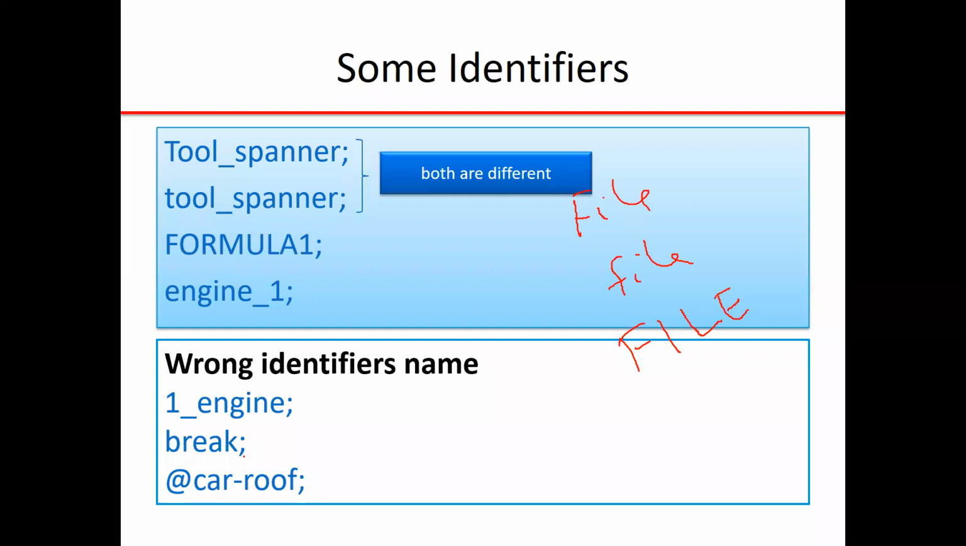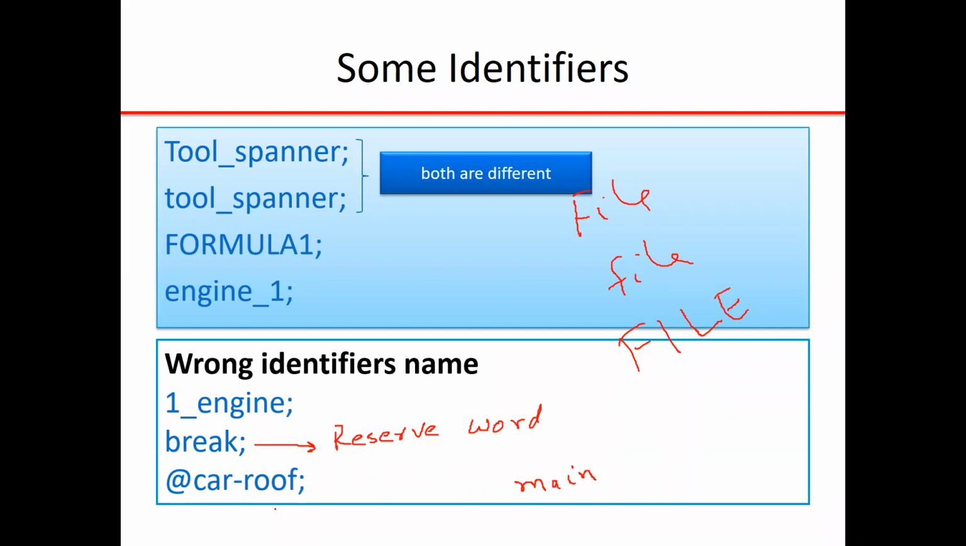Brake is an invalid identifier. Car roof is an invalid identifier. Why is brake an invalid identifier? Because brake is a reserved word. Reserved words cannot be used as an identifier. Main is a reserved word. I cannot use the word main as an identifier.